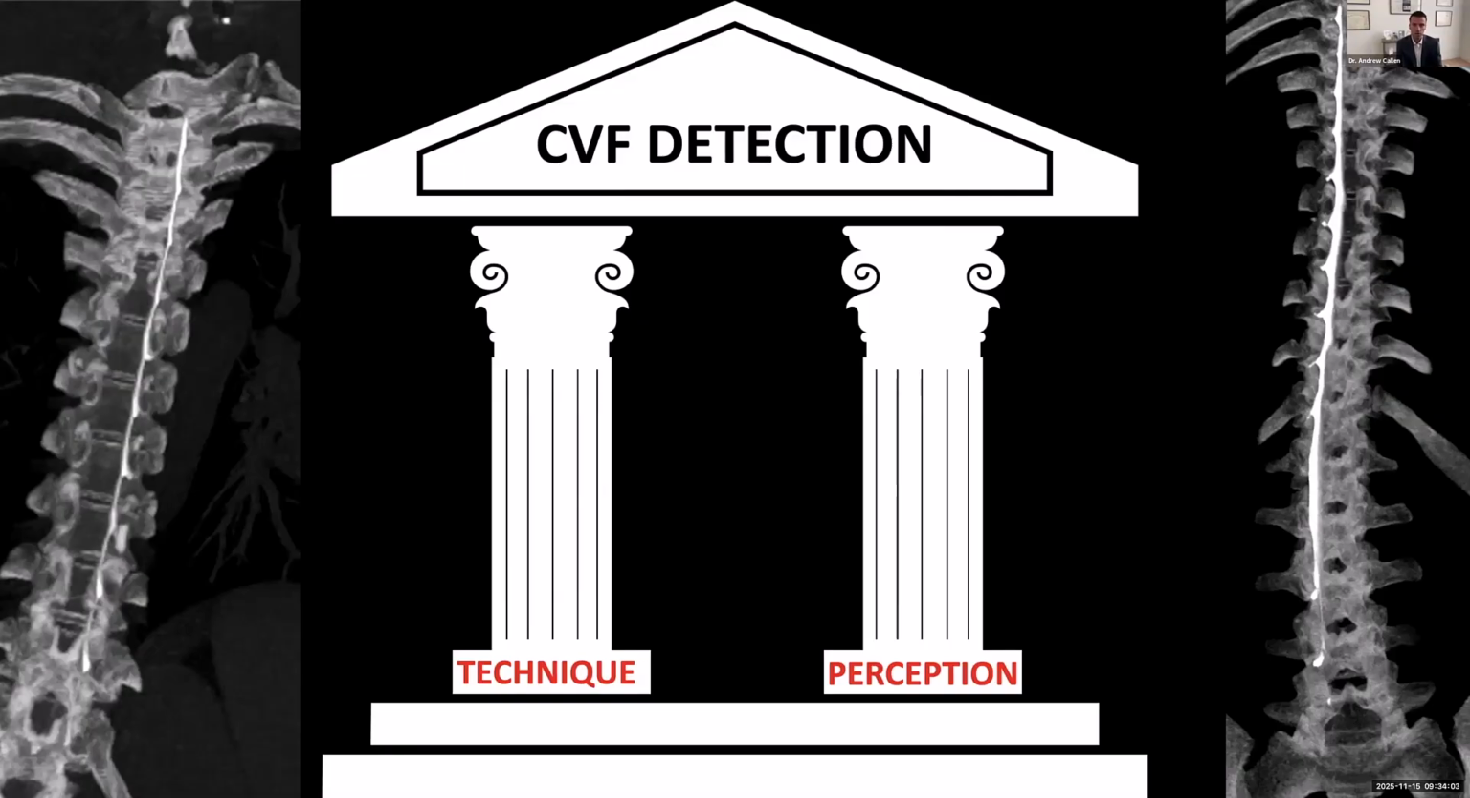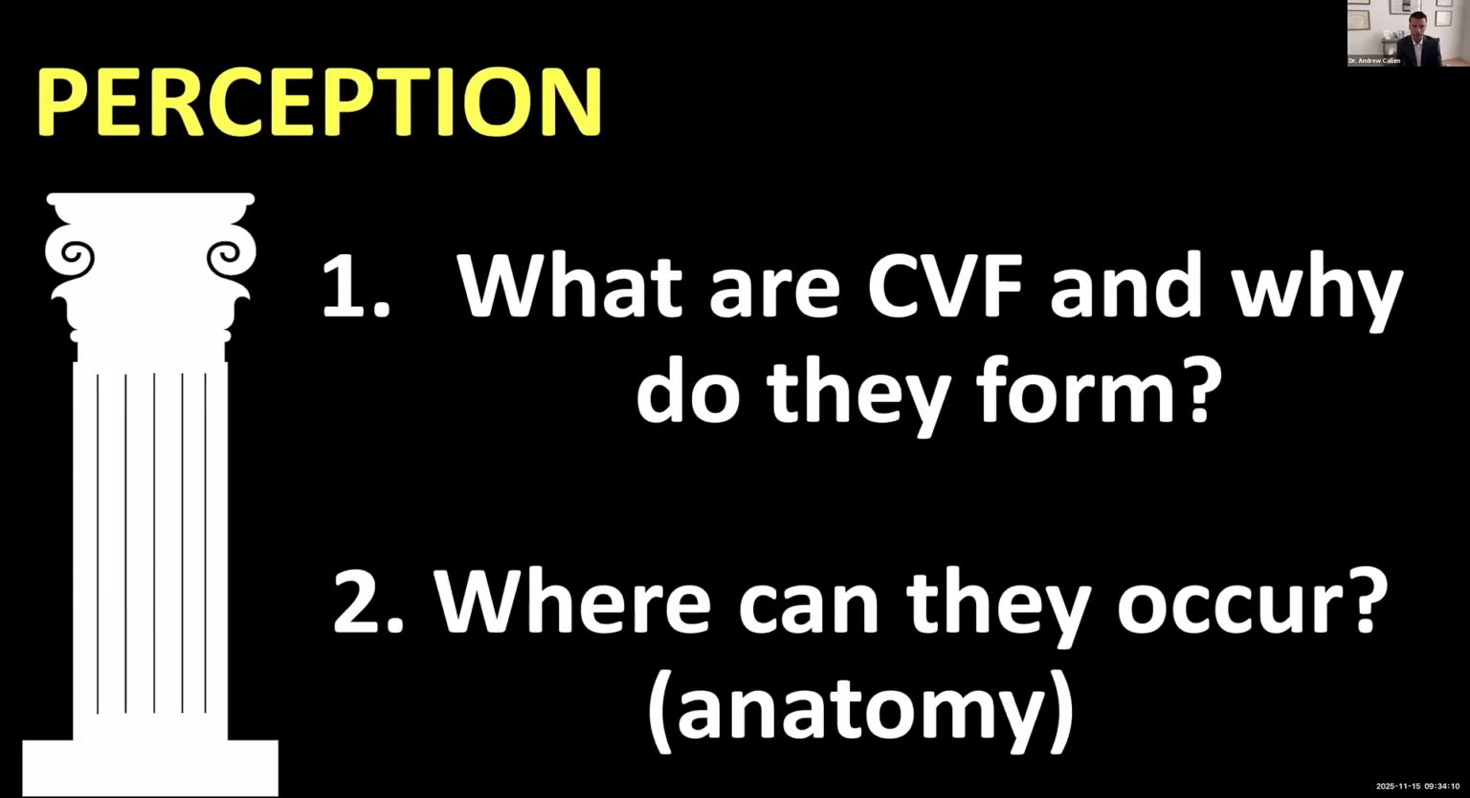Are we making sure to scrutinize all possible egresses into that epidural venous plexus, both internal and external? And so let's talk about perception first. I think that when we talk about perception, we have to break this down further. At first, think about the pathophysiology. What are CSF venous fistulas and why do they form?